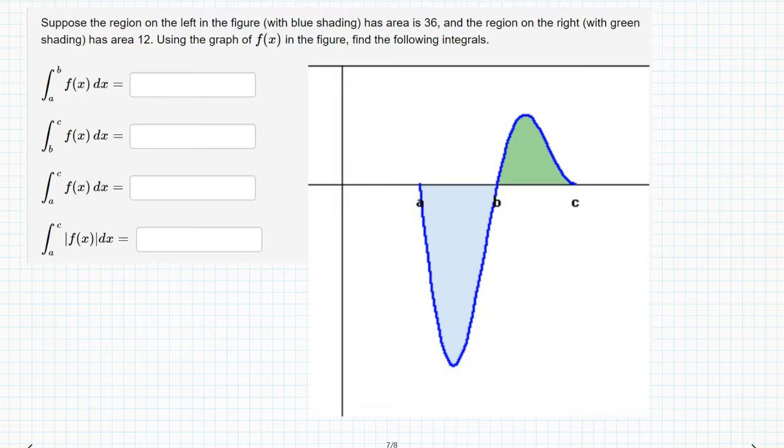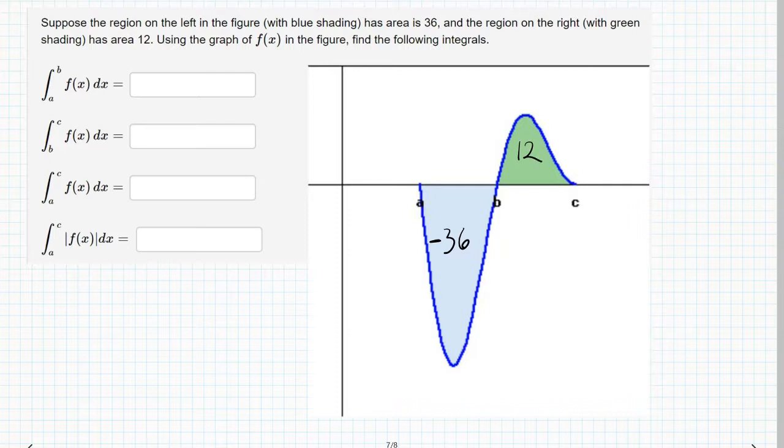Alright, so moving forward, suppose the region on the left in the figure, with the blue shading, has area 36. So notice the blue is below the x-axis, so that means technically, even though the area is 36, this is -36 from the standpoint of what we're plugging into an integral. And the region on the right has area 12. So this would be plus 12, so I'll just put 12 right there.